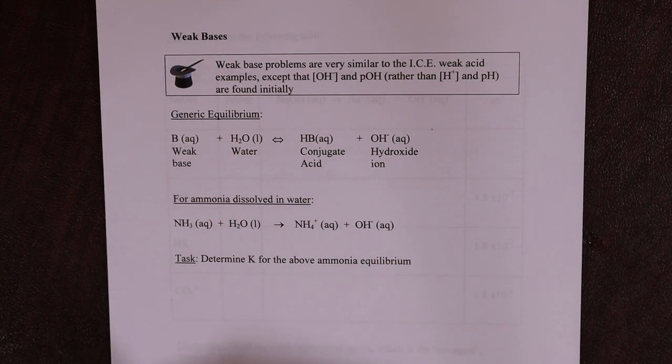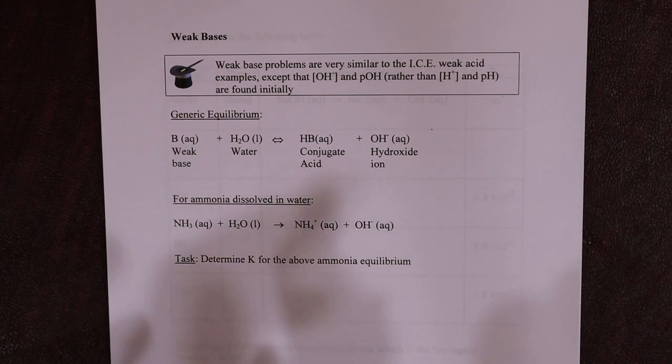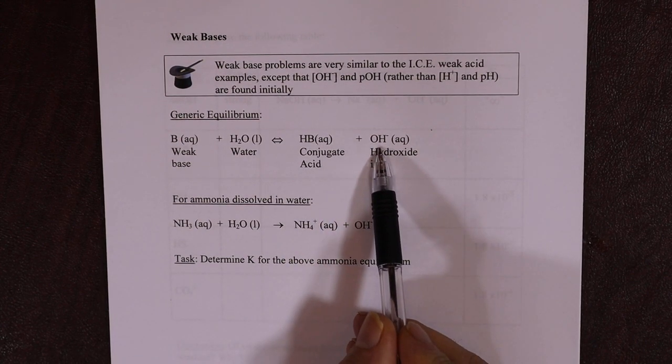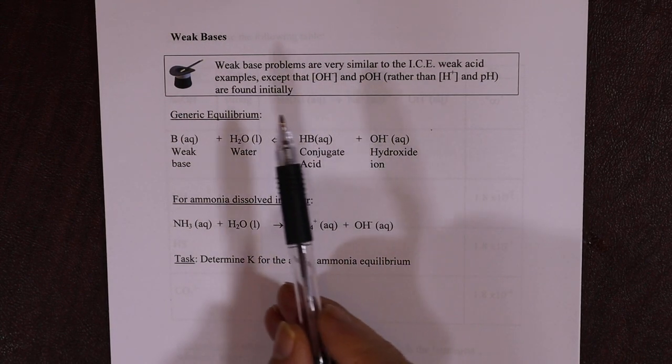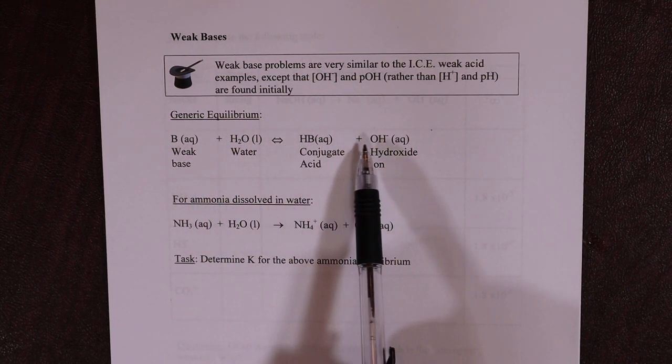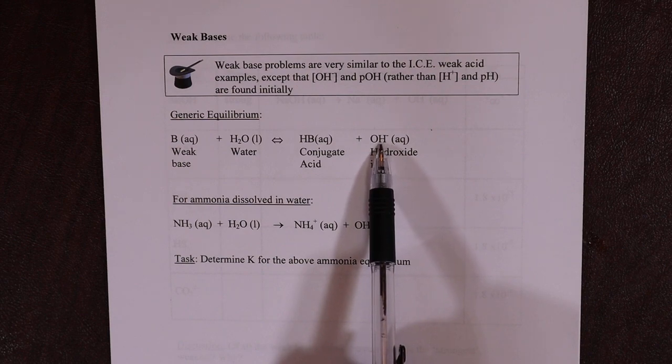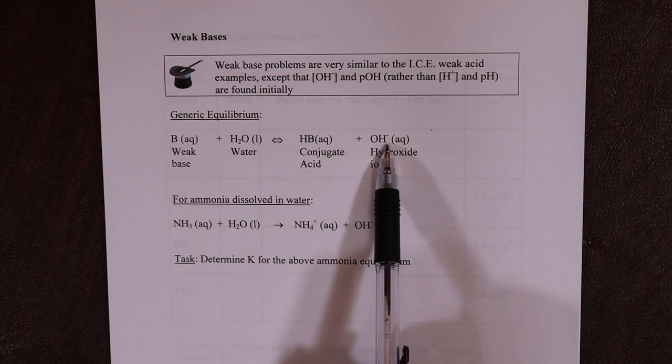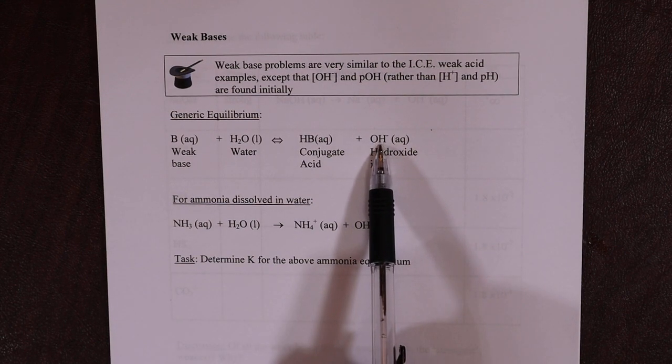Okay, so we're back to talk about weak bases. Now weak bases, similar kind of ICE grid situation, but remember this time hydroxide ions will be the product. So when we have a weak base, we're going to find through an equilibrium setting up the OH minus ion concentration. So when we work through the pH, we'll have to go through pOH, which is the minus log of this thing, and then do a little conversion at the end from pOH to pH.